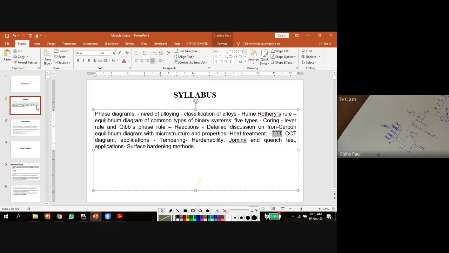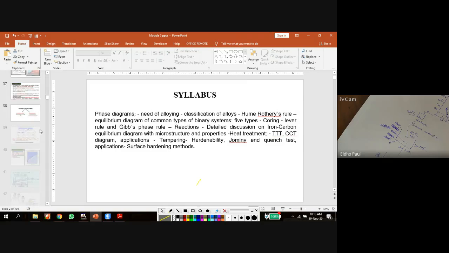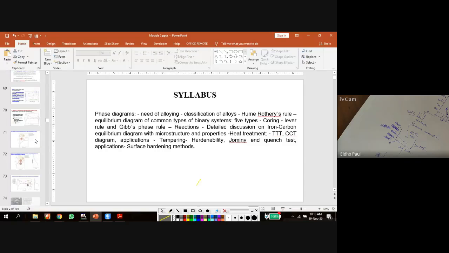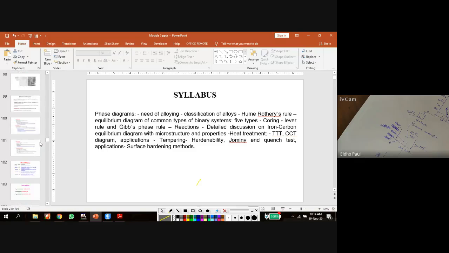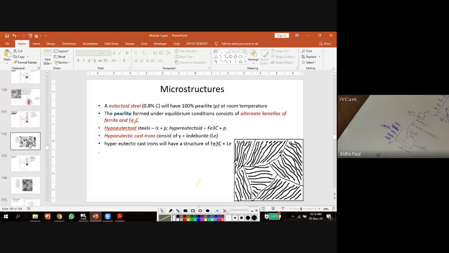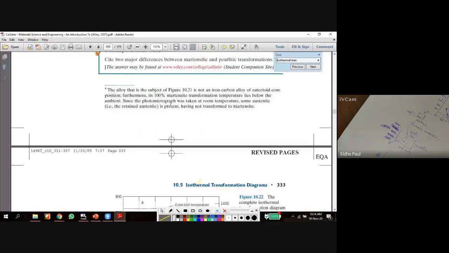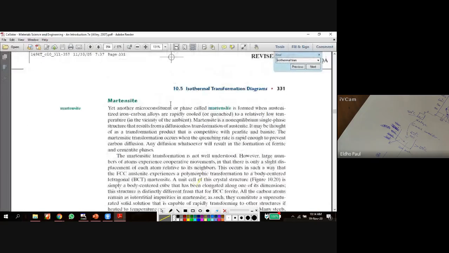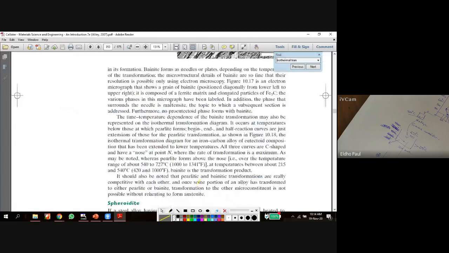Okay, so for that we should study the TTT diagram in detail, and this is the basic diagram for any heat treatment process. Okay, so you have to study in detail. So read this Callister textbook. Callister textbook വായിച്ചു കഴിഞ്ഞാൽ ഓരോ കൺസ്റ്റിറ്റ്യൂവൻസിനെ കുറിച്ചും ബേസിക് ഐഡിയാസ് കിട്ടും.